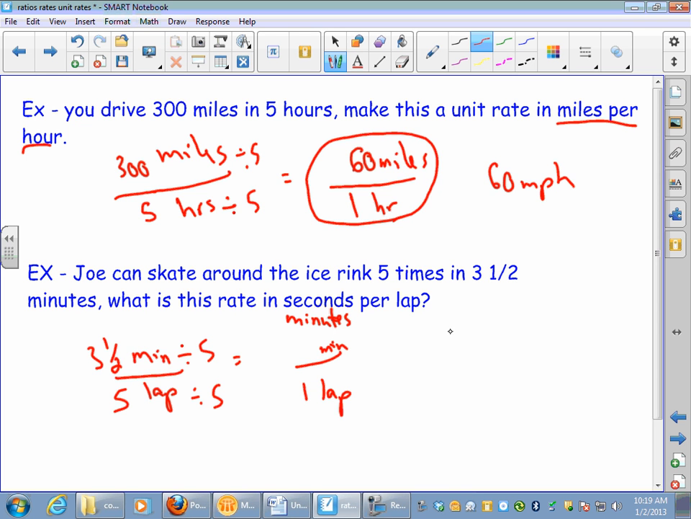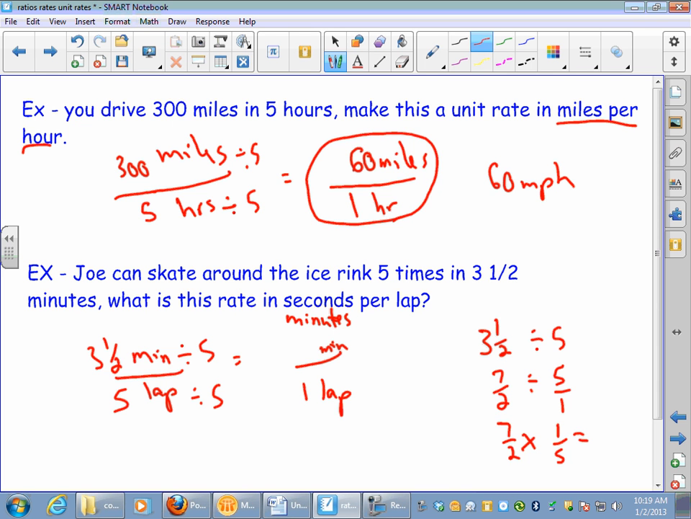Well, this one looks a little bit different than up here because I'm dividing, but I have a fraction. It's 3.5 divided by 5. So how do you do that? Well, if you remember dividing fractions, first thing I have to do is make this improper. That would be 7 over 2. I have to make 5 into a fraction. That's 5 over 1.